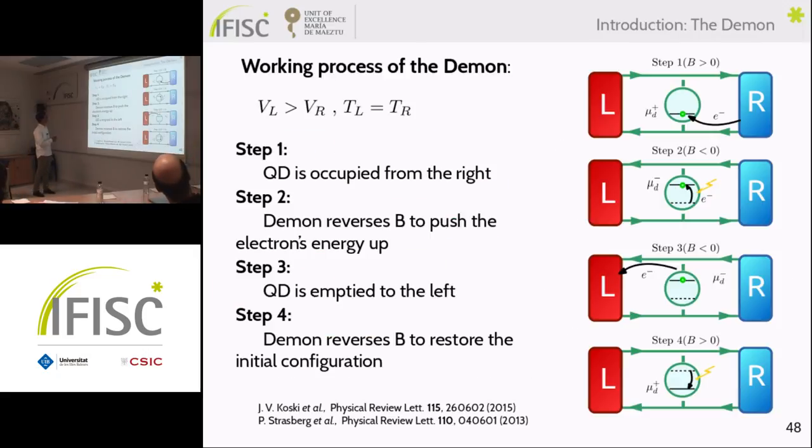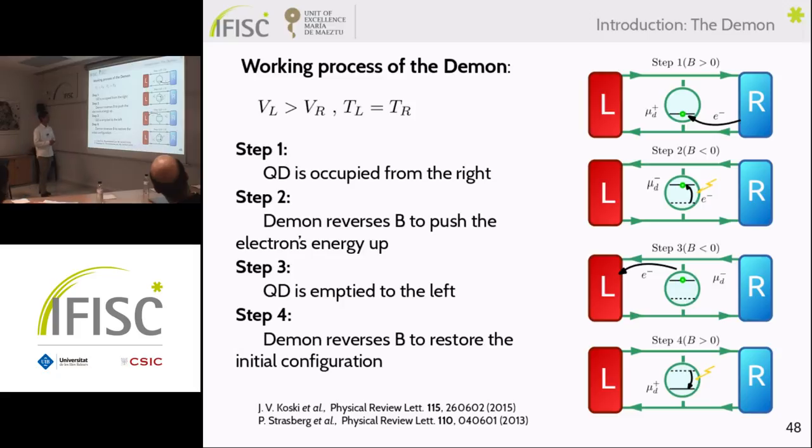So if we wanted to implement the daemon as an engine, what we would do is now we want to take a current against a bias, much as in the other case where you would use a thermal gradient. Now we use the information. And with four steps, we're able to do so.